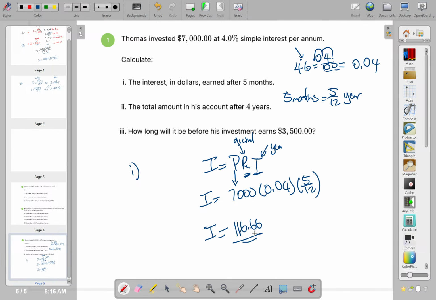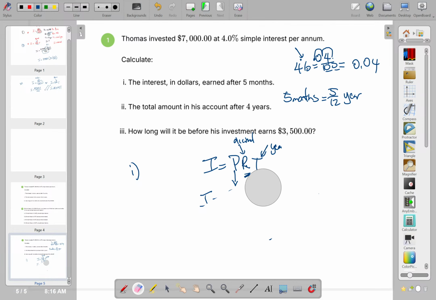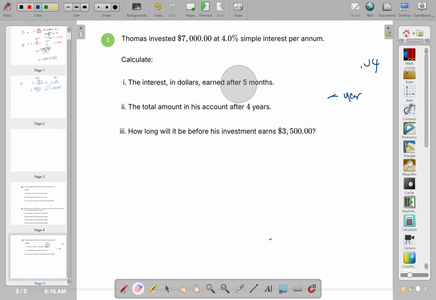Yeah, and then they might ask you to round your answers to 2 decimal places, 2 significant figures, whatever the case might be. Yeah, and so that's how you apply yourself. All right. Now let's keep on going.